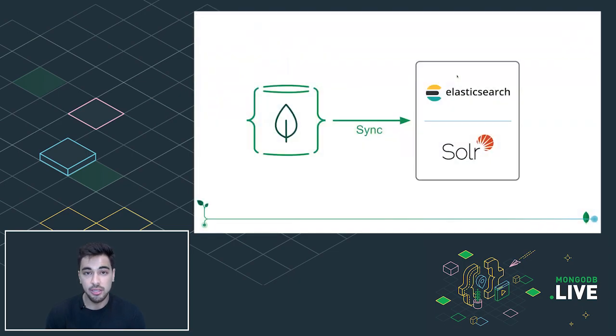So traditionally, when customers would build out full text search capabilities within their applications before Atlas Search, they'll need to manage two separate data stores, and this comes with its pain. Whenever you insert or modify or delete a document within Atlas, you need to synchronize that change to an Elasticsearch or a Solr in real time.